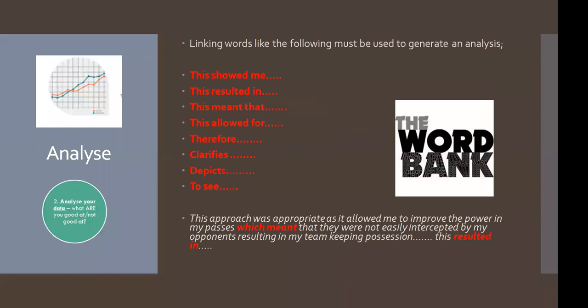Again, you've got linking words, so you need a linking word for the second, the third D, and a linking word for the last D as well. So you've got that point, example, explanation, this means that, explanation, this resulted in. So again, feedback most welcome.